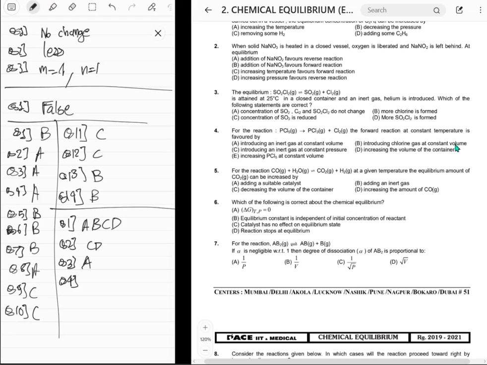Introducing chlorine gas at constant volume? No. Chlorine gas will do the backward reaction, and you want the forward reaction favored. Introducing an inert gas at constant pressure means the actual system's pressure will decrease, and that's good. Increasing the volume of the container is also good. Increasing PCl5 at constant volume, it's a gas, so yes, it will work. So C works, D works. In fact, E also works at constant pressure. So C, D, E.